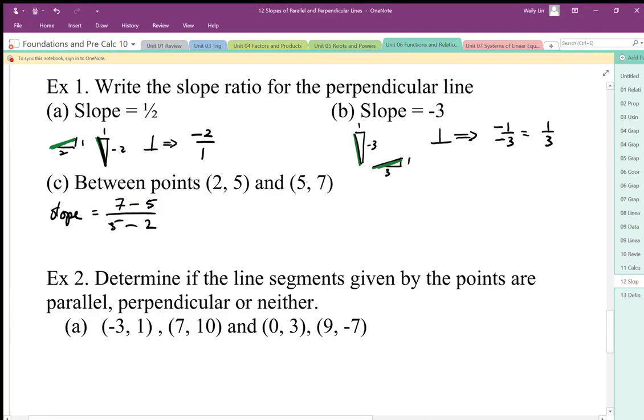So just make sure I did it in the right order. 7 was first, so 5 being the x is first here. It's in the right order, so I get 2 over 3. There's my slope. If I'm going to convert this to a perpendicular slope, we're talking about negative 3 over 2. So that's my perpendicular slope.